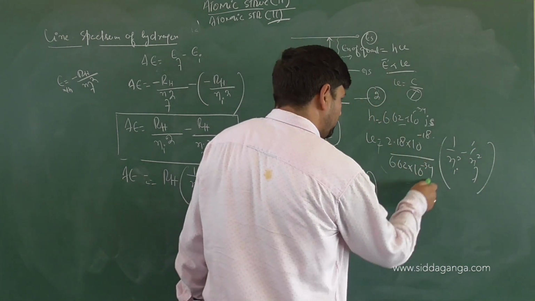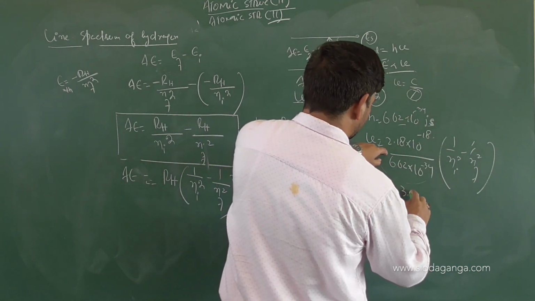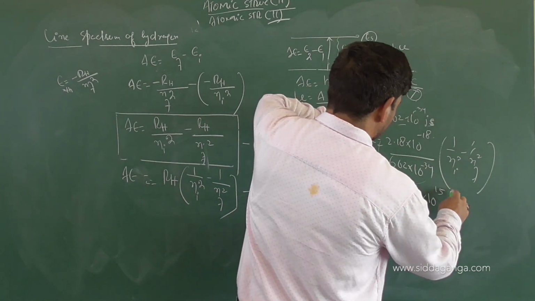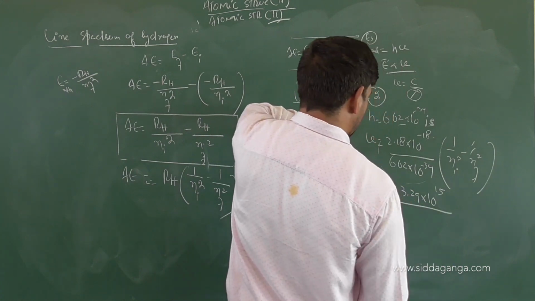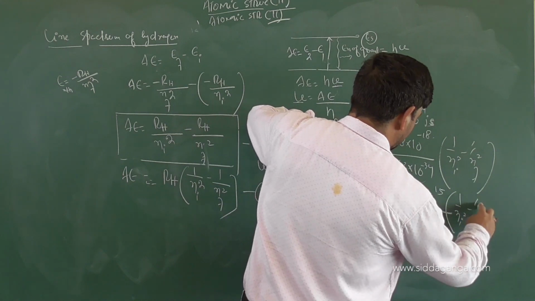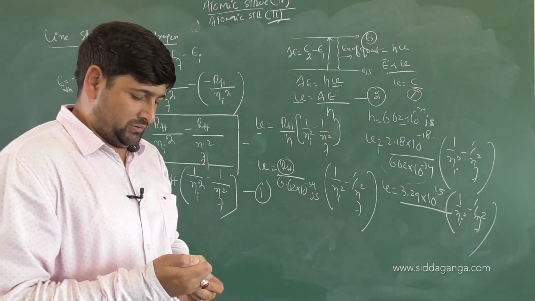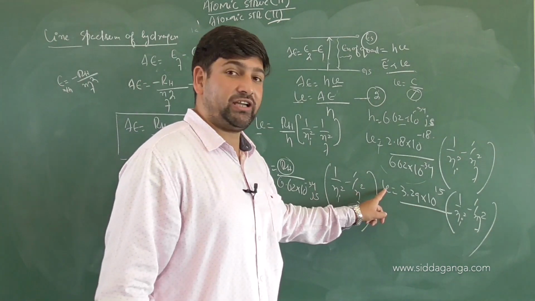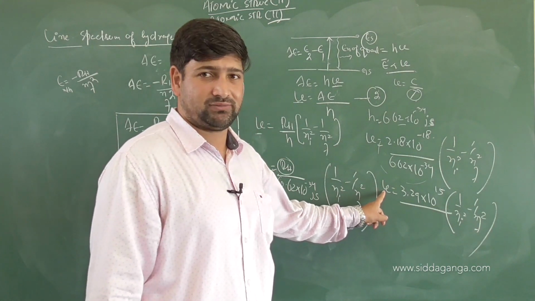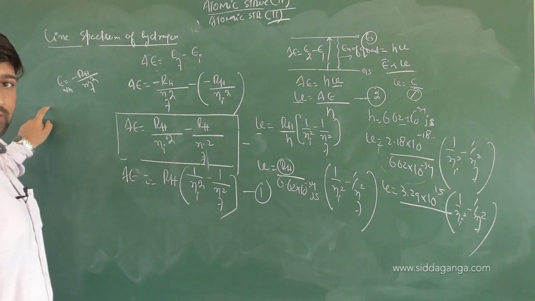When you divide the two, you will get nu equal to almost 3.29 into 10 to the power 15, into 1 by n initial square minus 1 by n final square. Keep it in mind. So you got a value of nu. What do you need here now? Wave number. Now we will use one more equation which relates frequency with the wave number. Shall I come back here? So I am coming here.